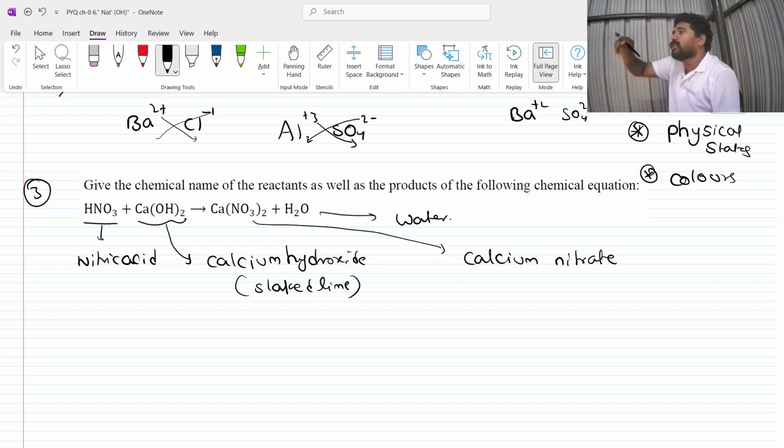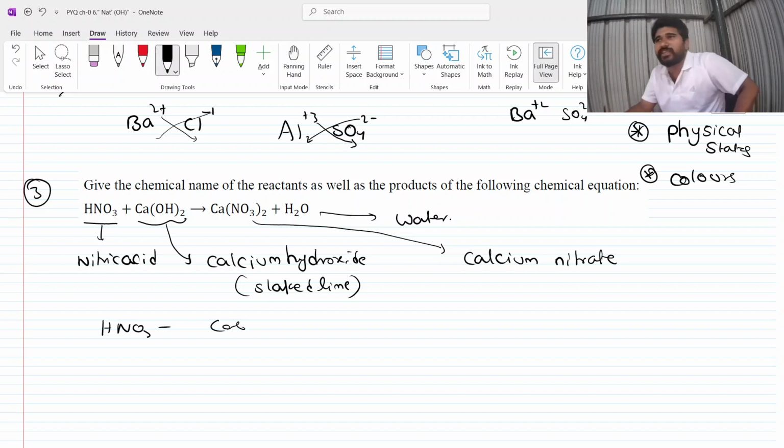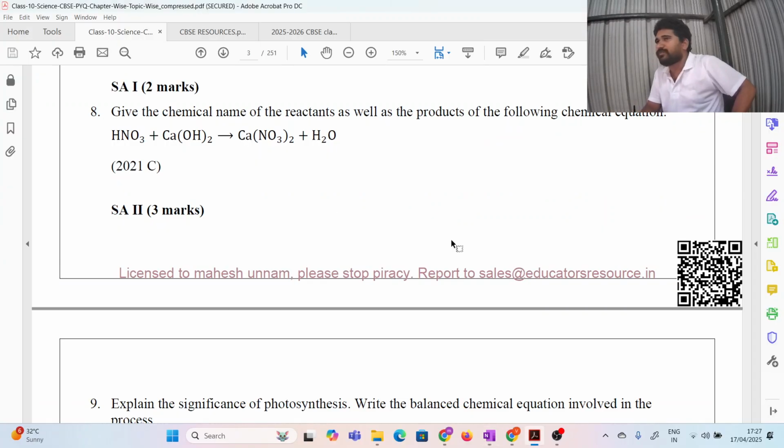Colors means you should not put the colors yourself. You have to tell if any compound is having any color. If no color, write no color, or if white color, write white color. Is that clear now? For example, HNO3 colorless. Like that, everything you have to mention. White color, Ca(OH)2, like that, anything. If it is there, you mention. Is that clear for everybody?